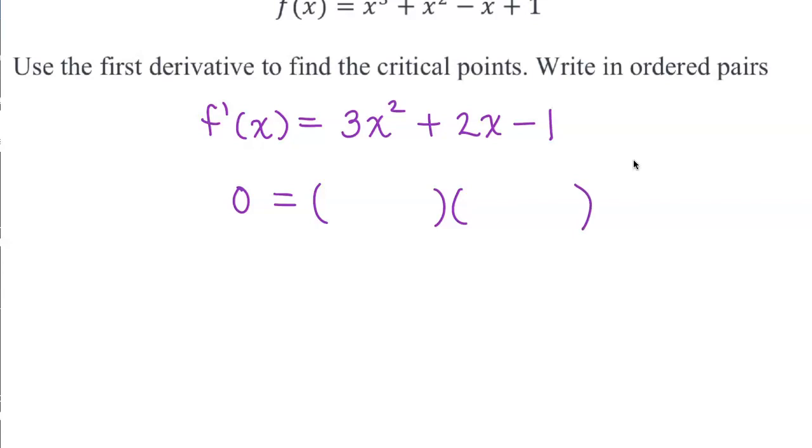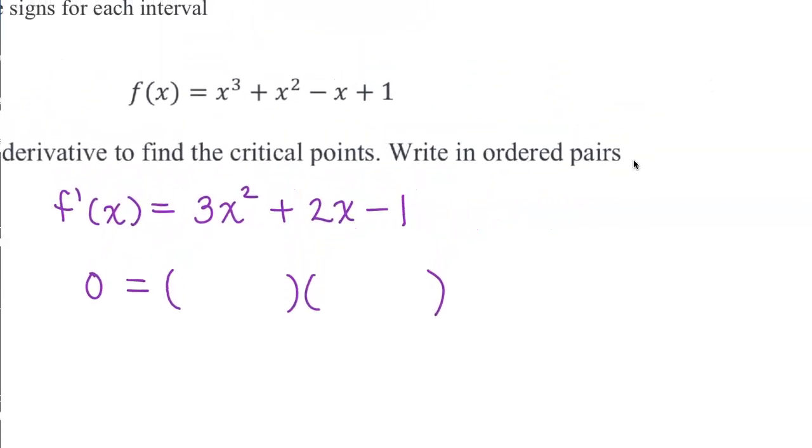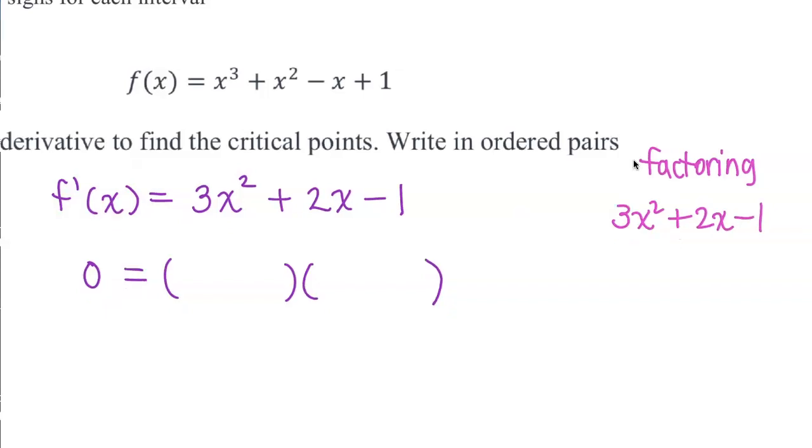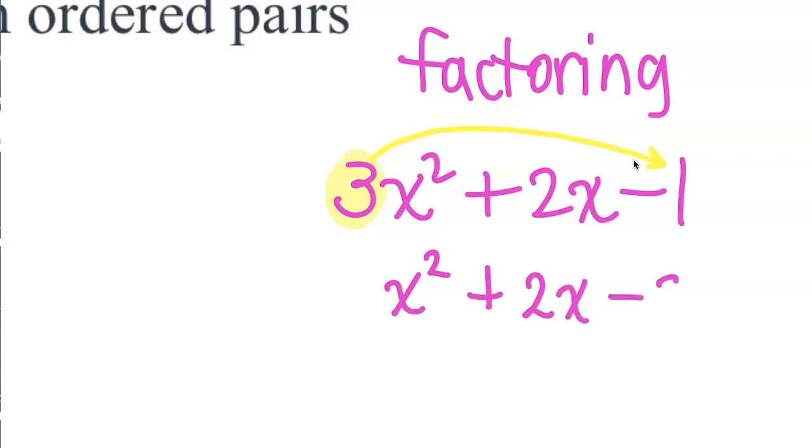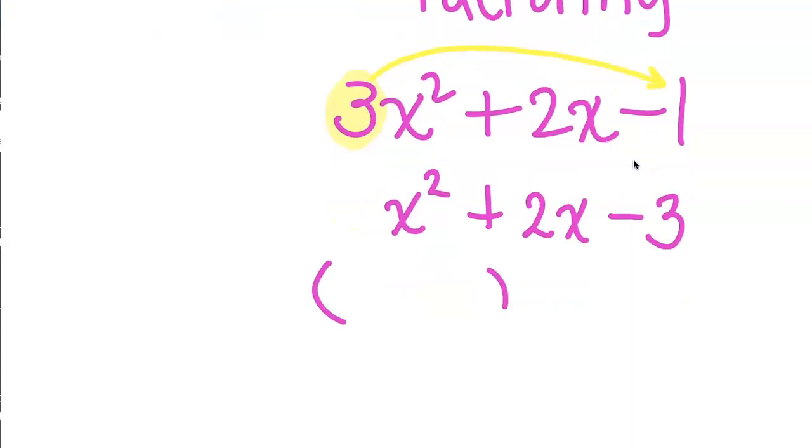I think I'm going to do some factoring work on the side here, okay? So here's my scratch work for factoring. 3x squared plus 2x minus 1. I first multiply this 3 by this 1 and rewrite my trinomial into x squared plus 2x minus 3 temporarily, and I factor this.